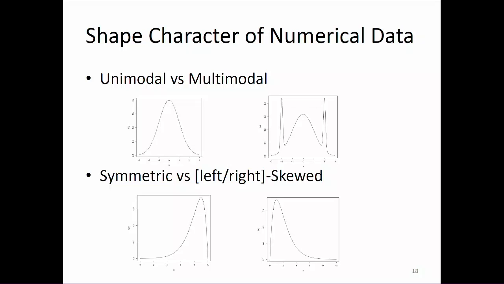How does the shape character of numerical data affect your analysis? Quite often, for instance, for linear regression analysis, one of the fundamental underlying assumptions is that your error distribution, or what happens when you take away your regression line, is actually a symmetric unimodal distribution that has a particular shape, a normal distribution. And if you have a multimodal distribution, it's not that anymore.